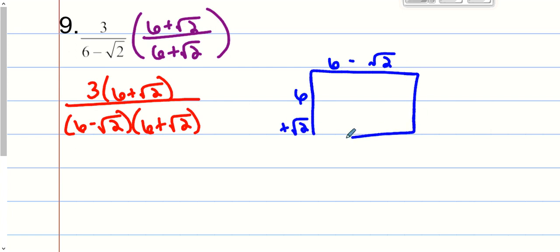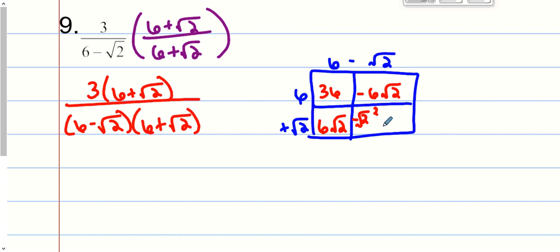Again, remember, it's similar to a Punnett square. You are just multiplying. So I have 6 times 6 is 36. 6 times negative square root of 2 is negative 6 square root 2. 6 times square root 2 is positive 6 square root 2. Square root 2 times negative square root 2 is negative square root of 2 squared, which in turn is negative 2.